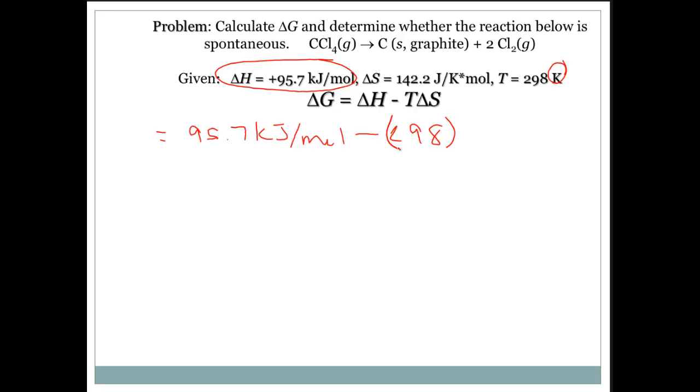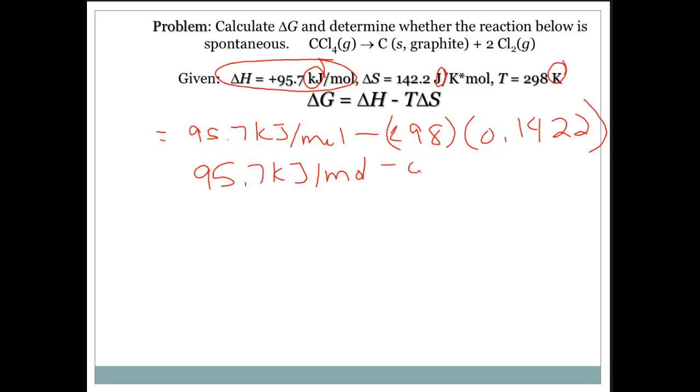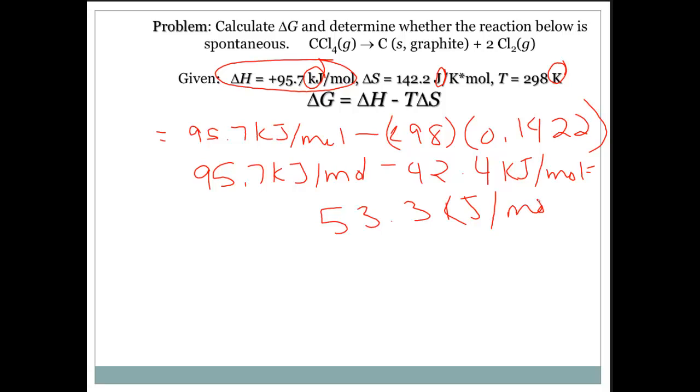Now I want you to look at something right here. The fact that delta S is in joules and delta H is in kilojoules. Those have to be the same unit. So I'm going to divide the delta S by 1,000 to get into kilojoules. That comes out to be 0.1422. Multiply that and subtract it, and it comes out to be 53.3 kilojoules. And since it's positive, it is not spontaneous.